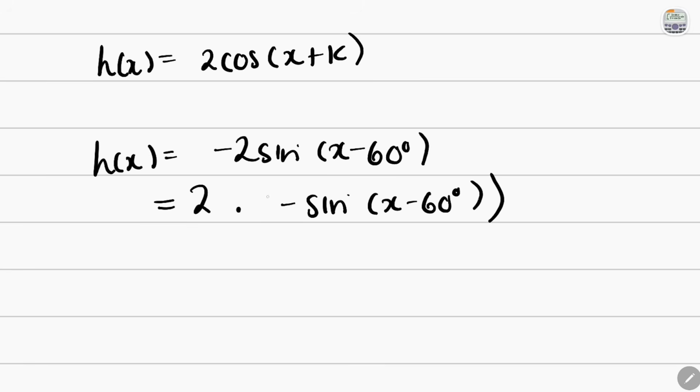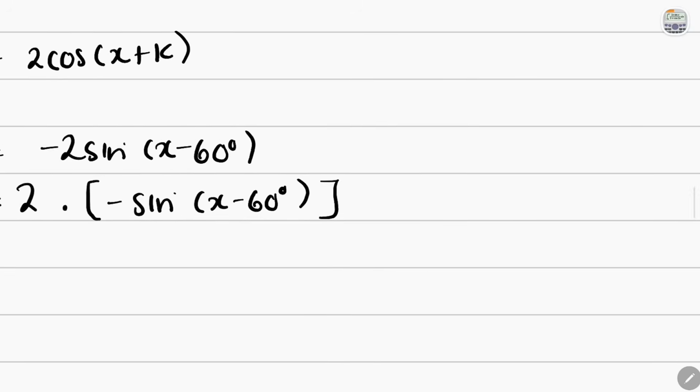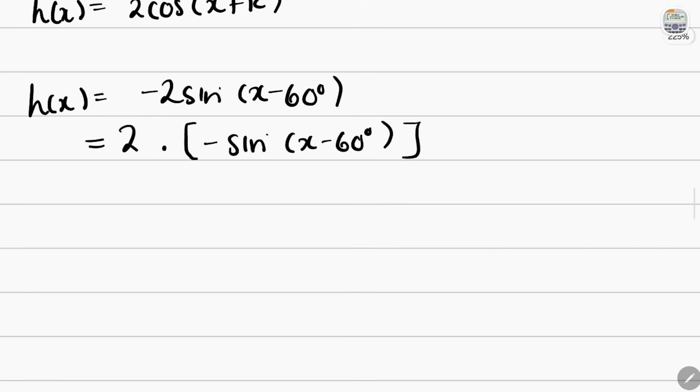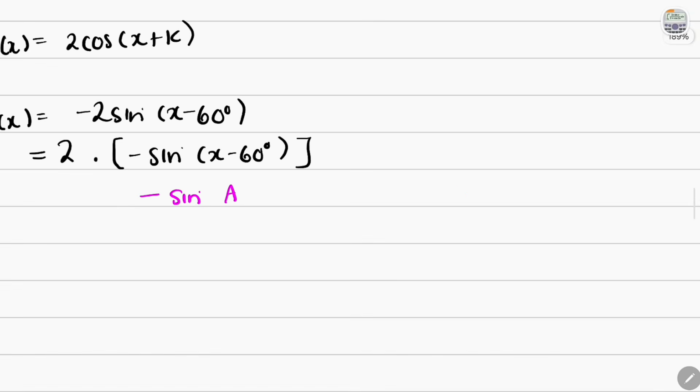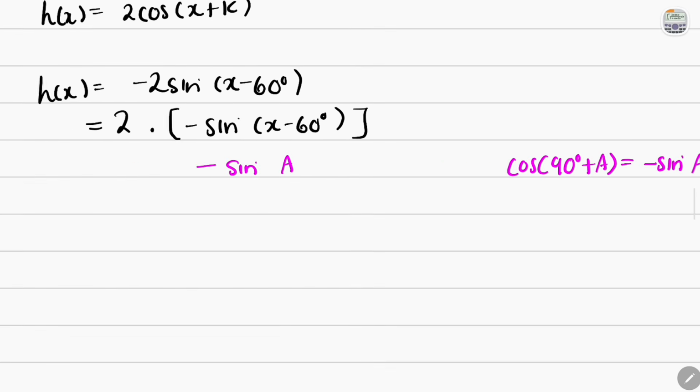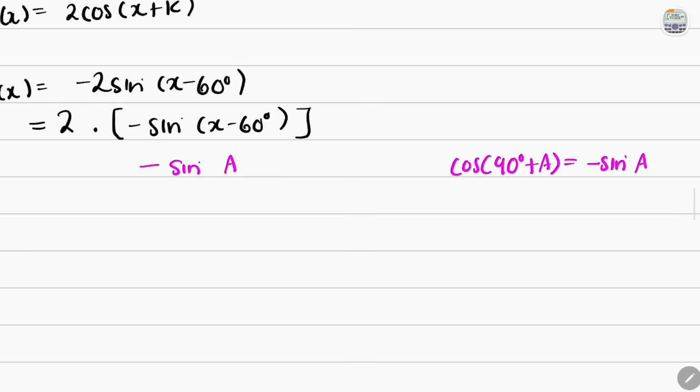Okay, that's negative sine of x minus 60 degrees. With cofunctions, do you remember a cofunction where sine becomes negative? We could see this as negative sine A. Do you remember that cos of 90 degrees plus theta is equal to negative sine theta? Let's just call it A, to simplify this. So cos of 90 degrees plus A equals negative sine A. That means in place of negative sine A, we could just replace this with cos of 90 degrees plus A.